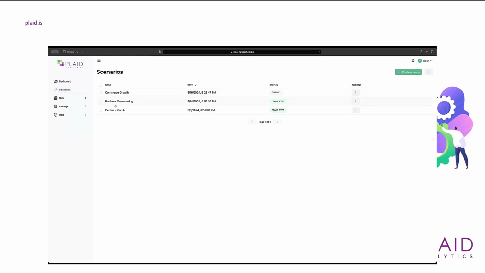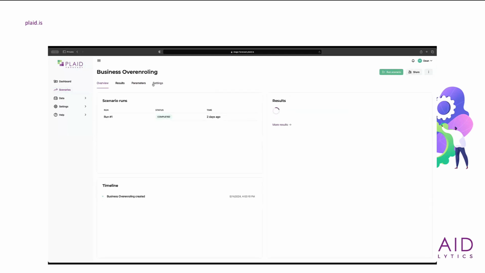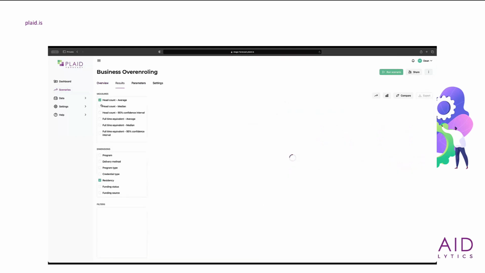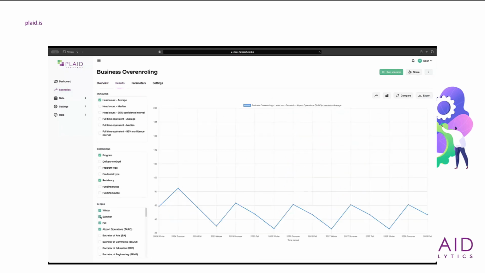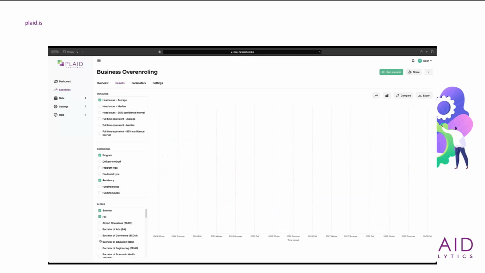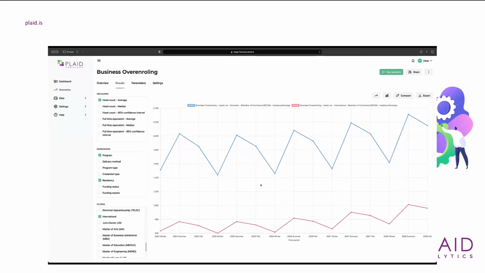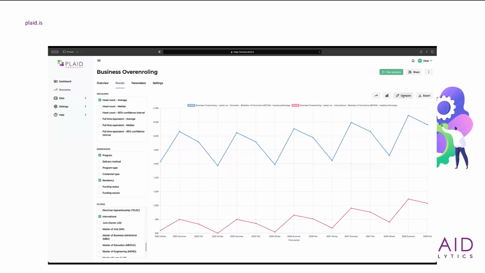So we've got a business over enrolling, which is the same scenario effectively. And we'll click on more results. And what I wanted to show here was by program, and I wanted to look specifically at Commerce. Remember, that's the only program that we updated as the Dean of Commerce. So I'll remove airport operations and I'll add Bachelor of Commerce on here. And I will find international as well. And so now I've got my domestic and international for this particular scenario.